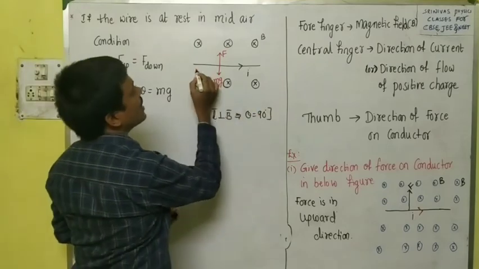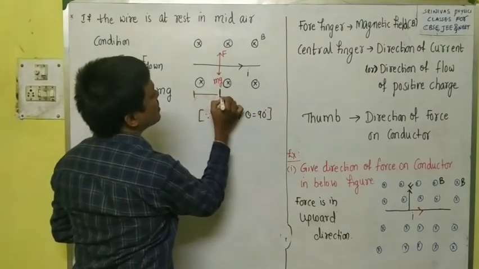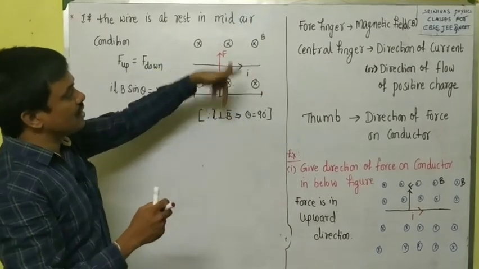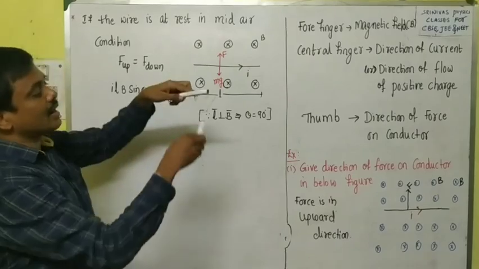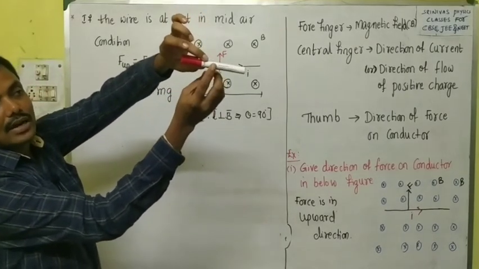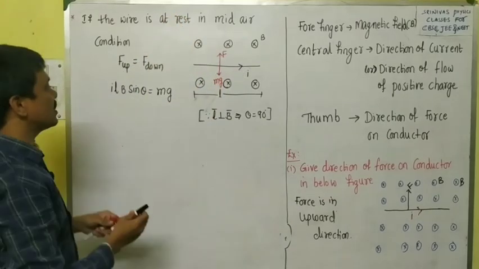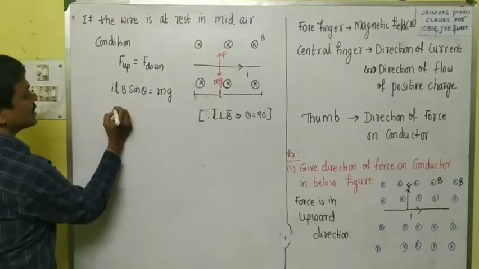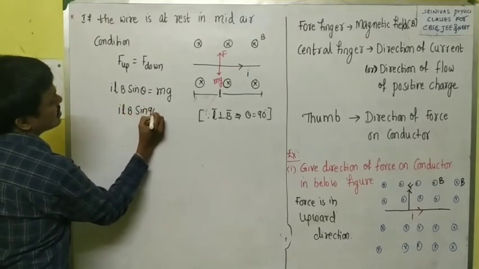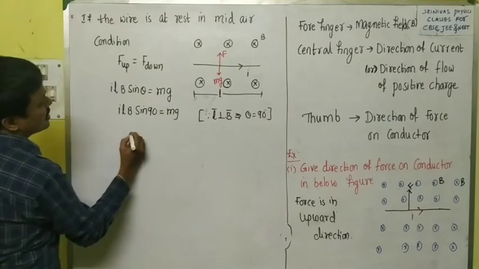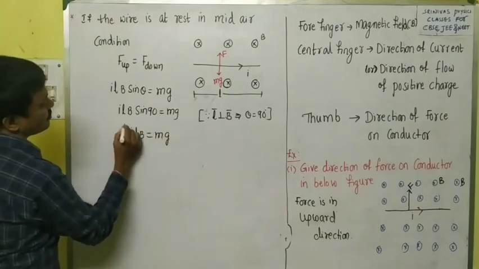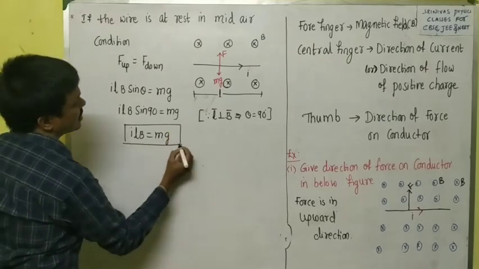Look at here. L is like this there. Length is like this there. Right? Field is inward. And length and field are perpendicular. Length will be this one and field will be like this. They are perpendicular to each other. Right? Then we write theta is 90 degrees. Then here ILB sine 90 is equal to mg. Then the condition we finally get is ILB is equal to mg. Right? This is the condition.